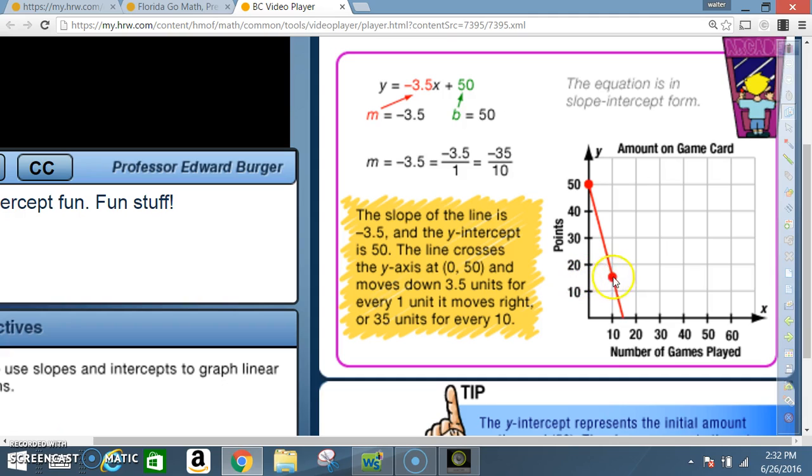So now I found my second point. My first point was my y-intercept at 50. To find my second point, I must count my slope. So therefore, 10, 20, 30, 35, that was my rise, and then there's my run. Connect the points and make my line. And that would be it.